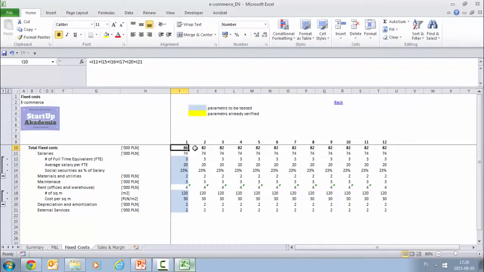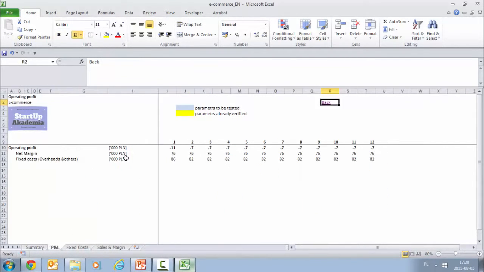So how does it translate to the P&L? Well, as you can see, the net margin from the previous exercise, from the sales and margin sheet, is 76. But the fixed cost is actually 86,000, and we end up with a negative operating profit, which basically means that we are burning a lot of money, and actually, as you can see, there is no way out. In the next 12 months, there is apparently no movement upwards.